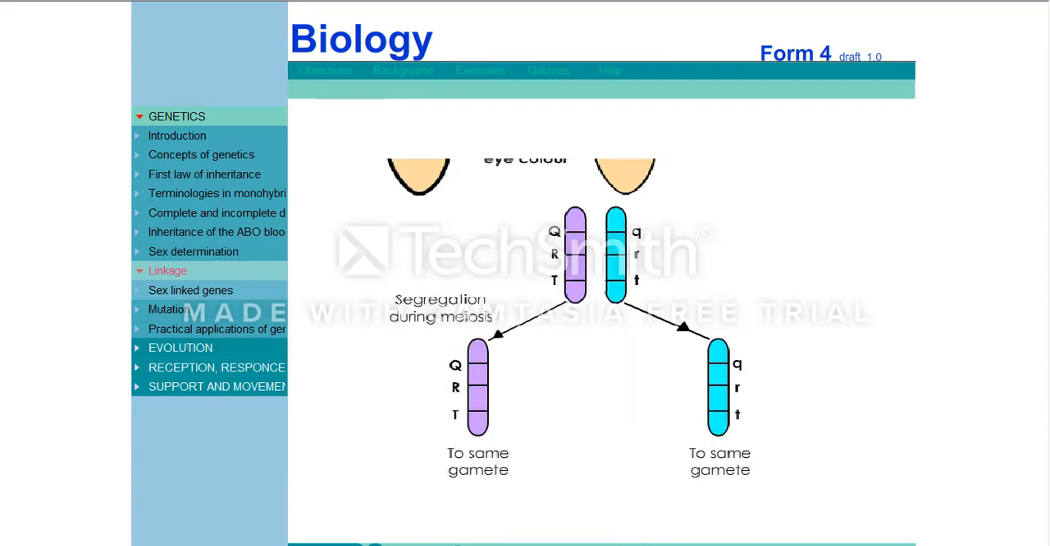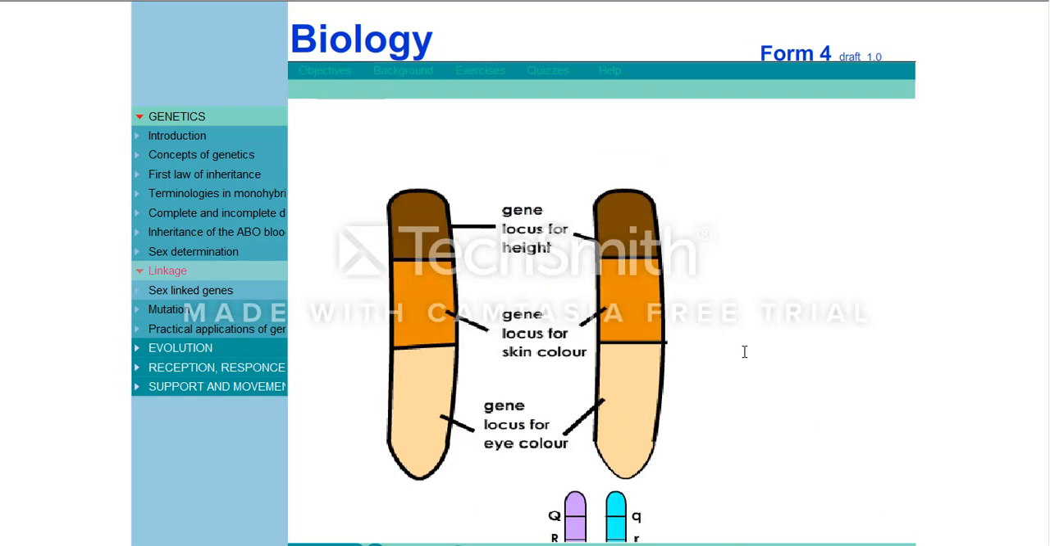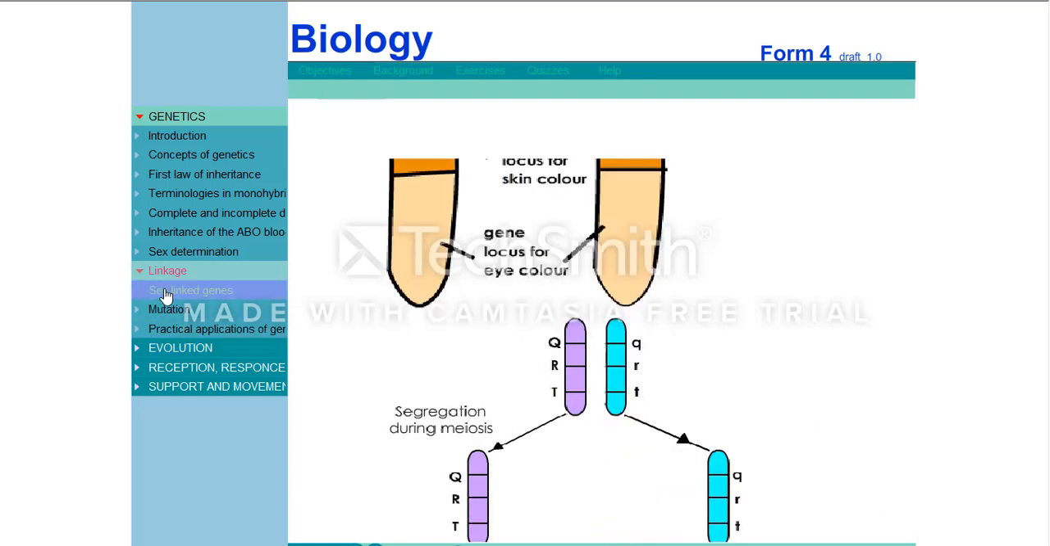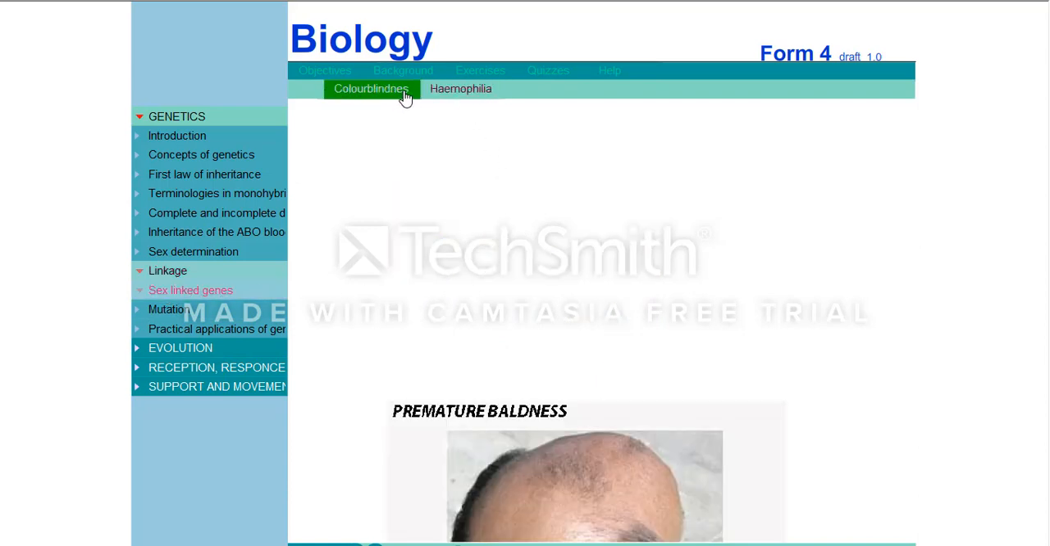As earlier discussed, apart from determining sex of a child, the sex chromosomes have other genes as well. These genes are said to be sex-linked genes.